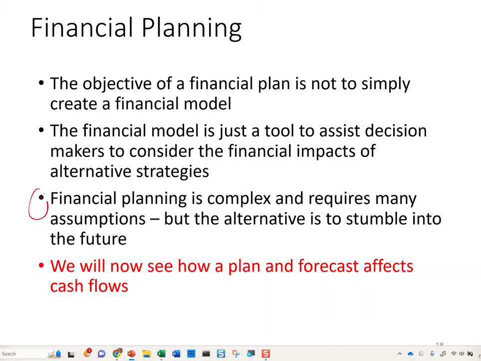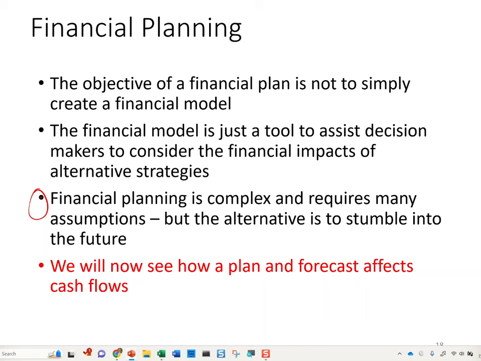So financial planning is very complex and requires many assumptions, and you have to work with all layers of the organization. If you want to increase sales, you need to be talking to marketing. If you want to increase production facilities, you need to talk to supply chain and manufacturing people, and so on. And these decisions have to be made at the very top. The CEO and the CFO have to all agree upon this, and they have to fit together.